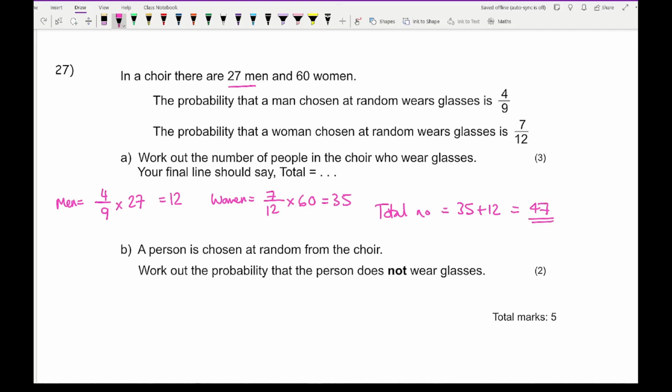It then says a person is chosen at random from the choir. Work out the probability that person does not wear glasses. So not wearing glasses is going to be the total, which is 87, take away 47, which is 40. So then it's going to be 40 divided by 87, and that is my final answer. So not wearing specs.